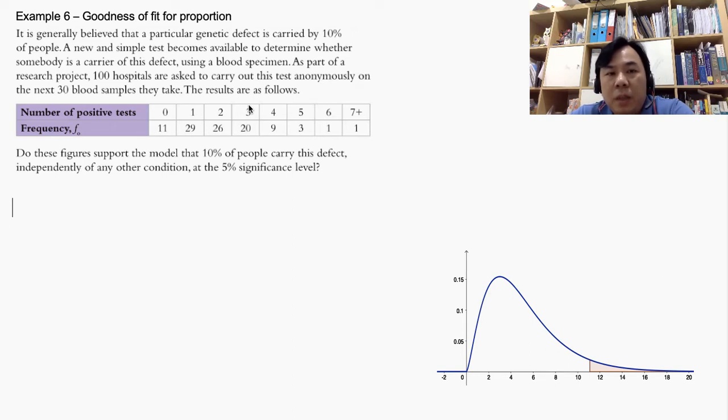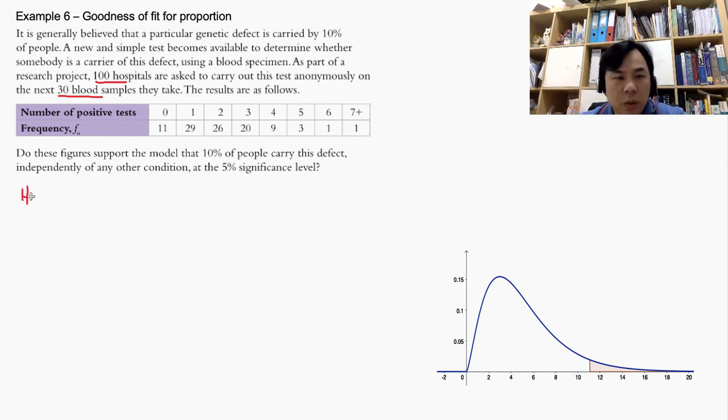Now bear in mind, here we can see the number of positive tests. This is something like the number of trials. So the number of trials we are looking at is 30 here, whereby the total sample size is given by 100 hospitals. So the question is, do these figures support the model that 10% of the people carry this defect?